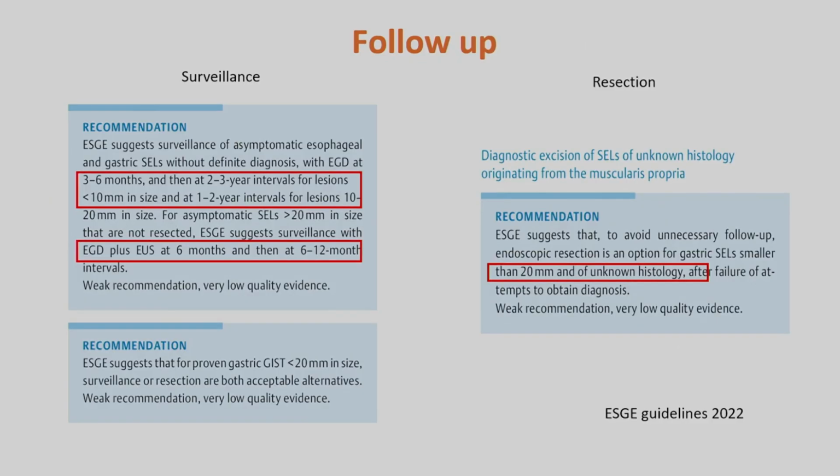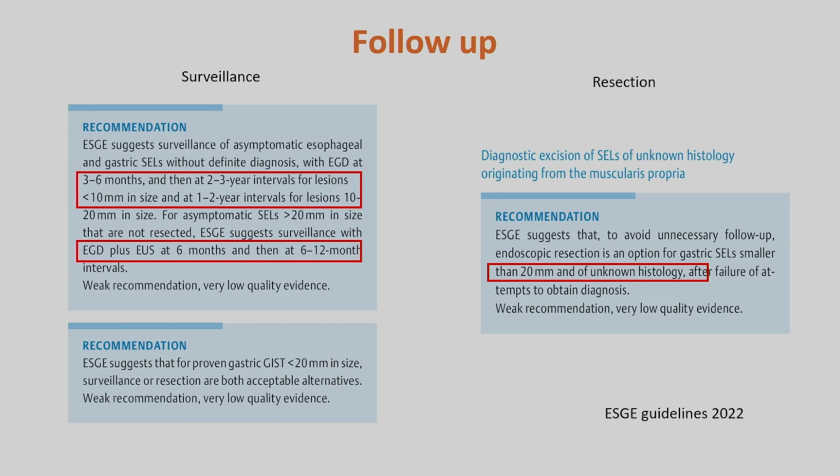So this is the surveillance, the last part of my talk. So ESGE has given very good guidelines about surveillance for these lesions. So EGD should be done in 3 to 6 months for those lesions which are less than 10 millimeter in size, and then at 2 to 3 years interval. Those lesions which are 10 to 20 millimeter in size, it should be done at 1 to 2 years.